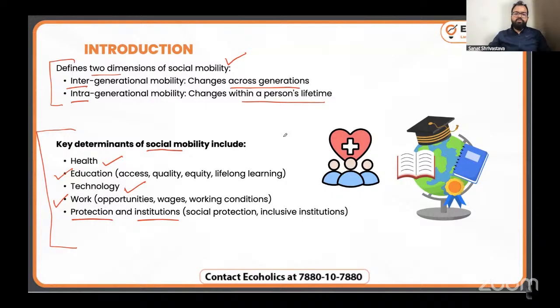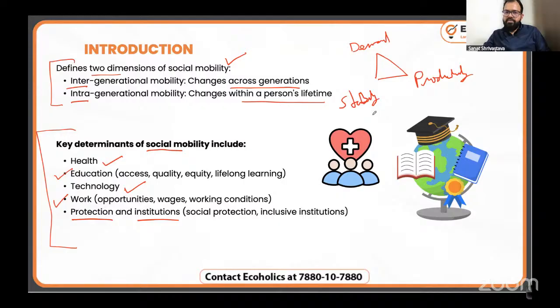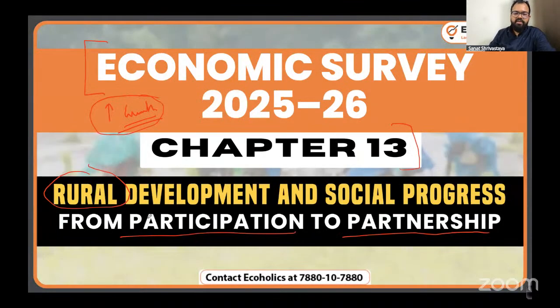Very important. As I told you, if India wants to take care of its growth, rural development is not just a distribution problem. It is a demand, productivity, and stability problem. Now, in order to do this, you need a big shift from just poverty alleviation programs to social progress, as the name suggests, in this chapter.